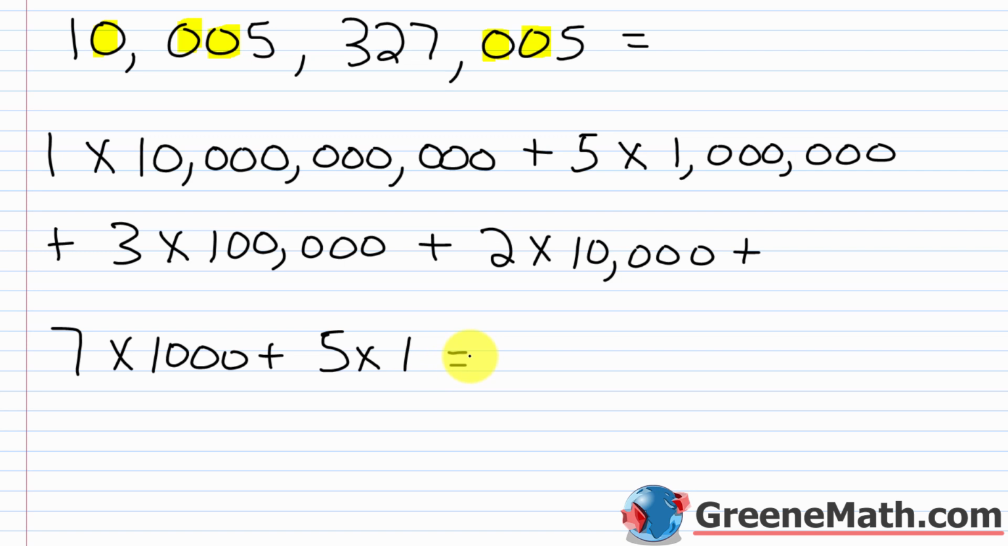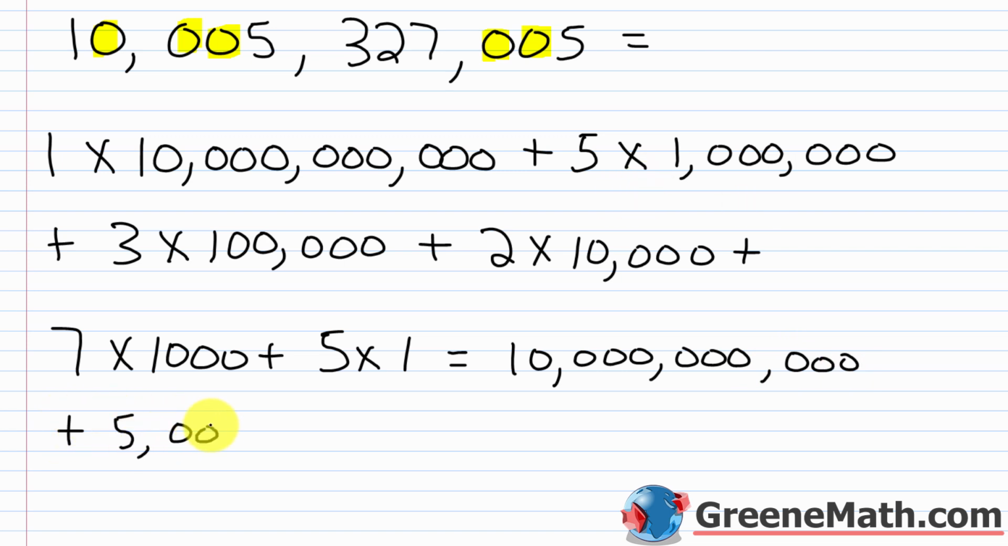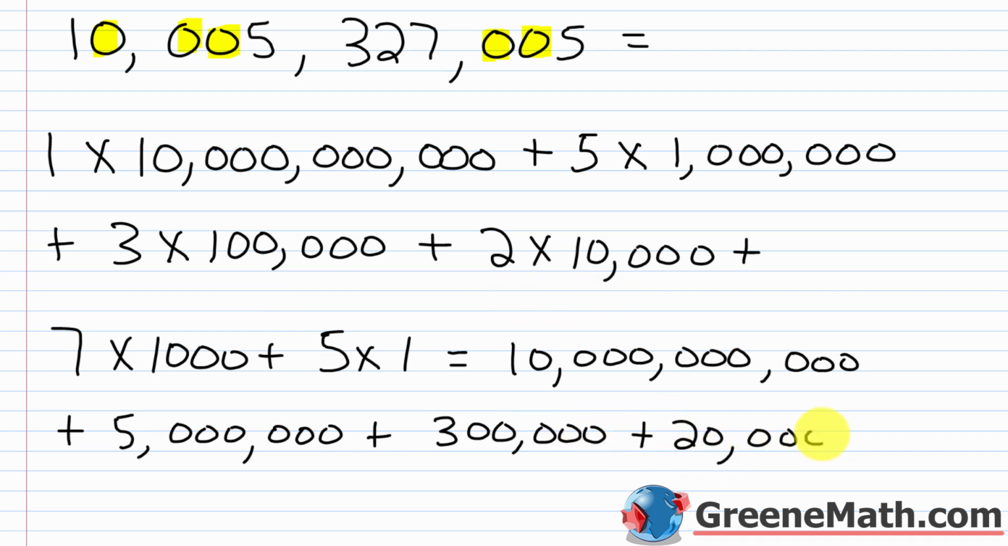Let's do a little bit of multiplication here. 1 times 10 billion is just 10 billion. Okay, then we have plus 5 times 1 million is 5 million. Then plus 3 times 100,000 is 300,000. And plus 2 times 10,000, that's 20,000. And plus 7 times 1,000 is 7,000. And plus 5 times 1, which is 5.